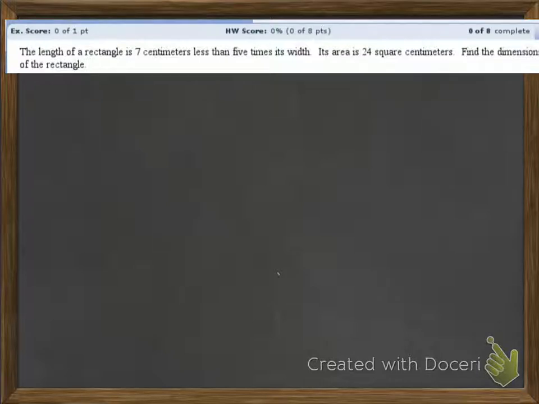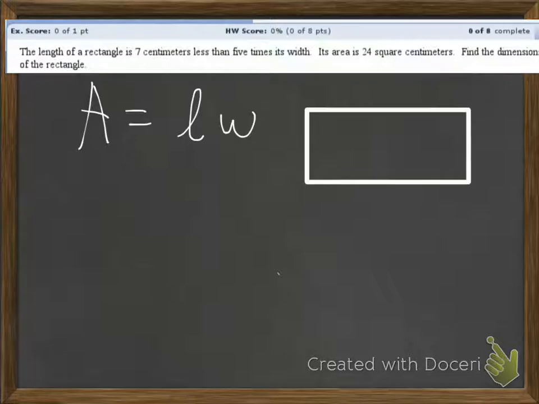Well, area is equal to length times width. And so we're looking at a rectangle. We have our rectangle, and we know that the length of the rectangle is 7 centimeters less than 5 times the width. So let's just pick a side here. I'm going to pick the smaller side, and I'm going to call that W.